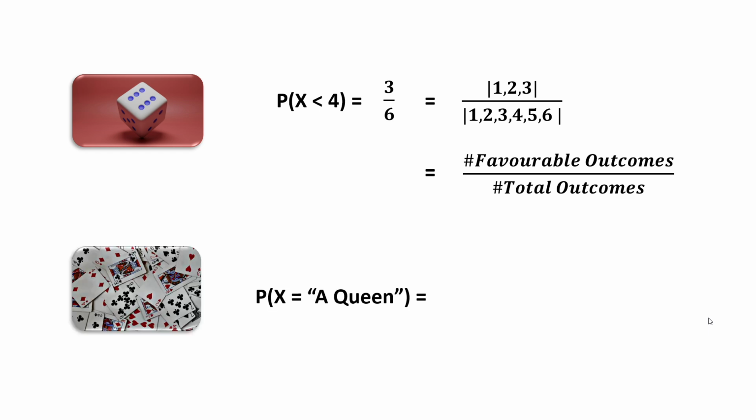Similarly, if you draw a card from a deck of 52 cards, the probability of it being a queen would be 4 upon 52. Nothing new about it. We all know about it, right?